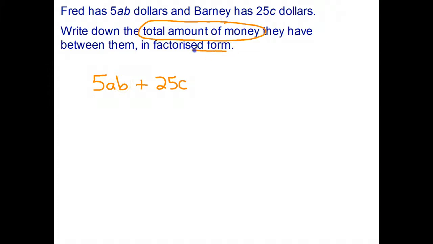And because there's no brackets there, that would be written in expanded form. The question says, write it in factorized form. So now we just have to do what we were doing in the previous video, which is to take out the highest common factor. So looking at the two terms, this has factors 5, a and b, this has factors 25 and c. The highest common factor is just 5. So take a factor of 5 out, take a factor of 5 out, and what's left behind in brackets is ab plus 5c. So I think that's the answer.